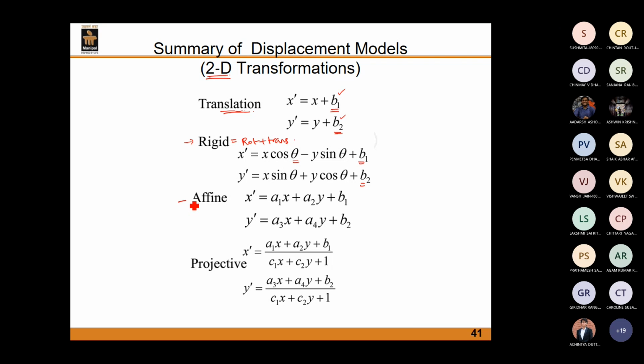Then you have the affine transformation, for which the parameters are a1, a2, b1, a3, a4, b2. For the projective transformation, you have a1, a2, b1, c1, c2, and a3, a4, b2, c1, c2. Just remember that for the affine and projective transformations, as we learned in the first few classes, we have the homogeneous form representation.